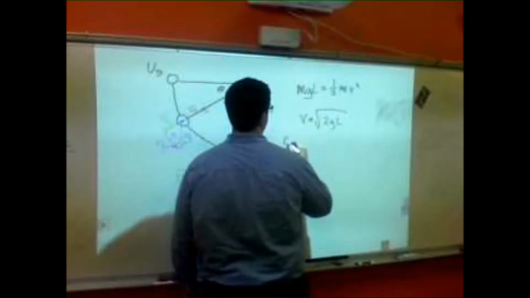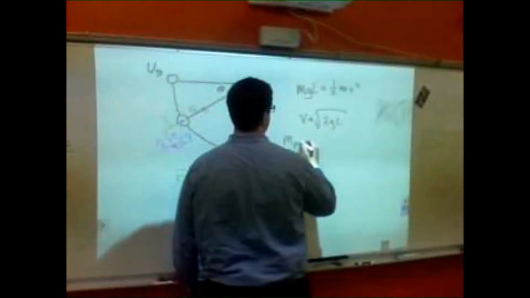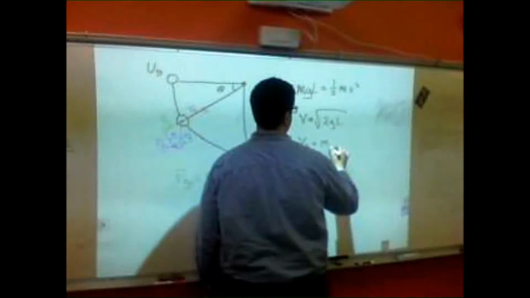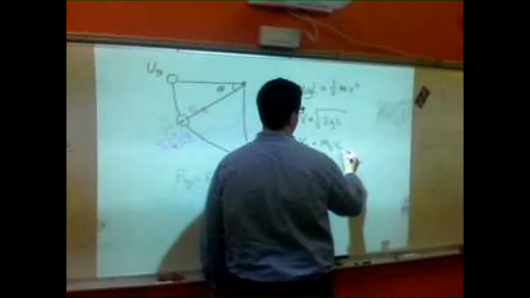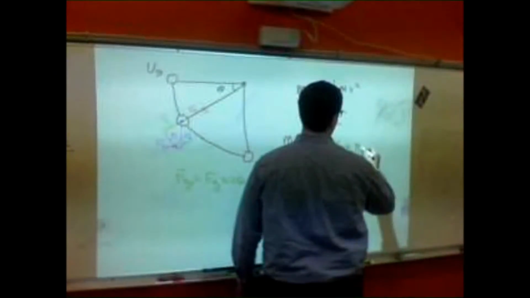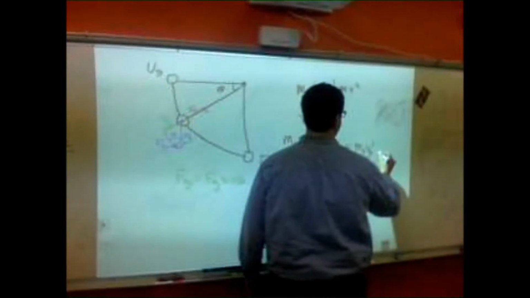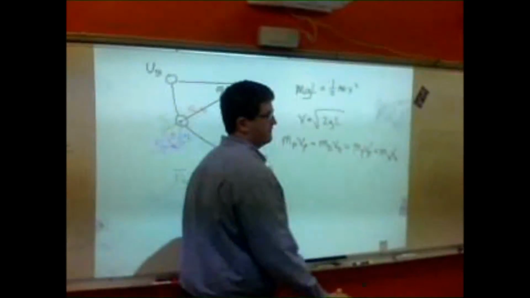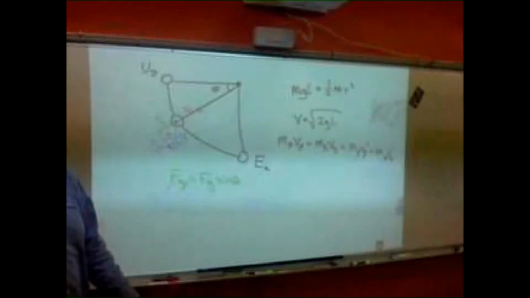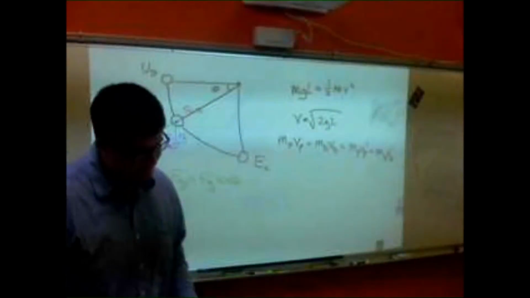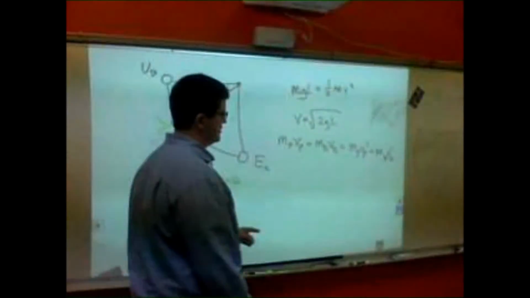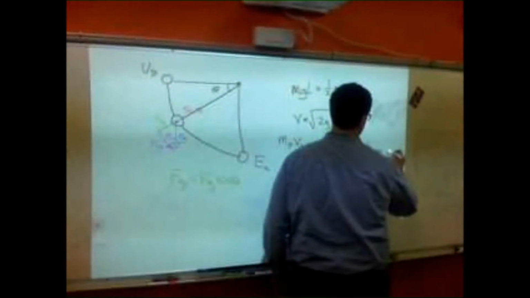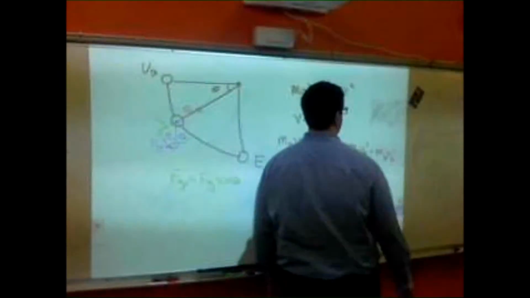We get mass of the pendulum times velocity initial of the pendulum plus mass of the block times velocity initial of the block equals mass of the pendulum, velocity of the pendulum final plus mass of the block, velocity of the block final. You guys see how I set that up? Now, what are we trying to get? We're trying to find the speed of the block immediately after the collision. So we are looking for this. In fact, I'm going to write this in red. That is our goal.